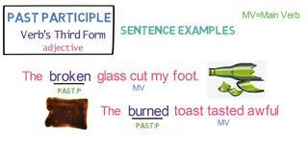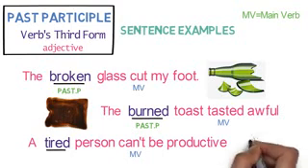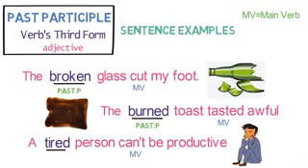Let's look into one more example. A tired person can't be productive. Here, the main verb is can't and tired is secondary verb in verb's third form. As it is describing the person, it functions as adjective in the sentence. And so, it is a past participle in the sentence. Now we have got the idea of past participles.